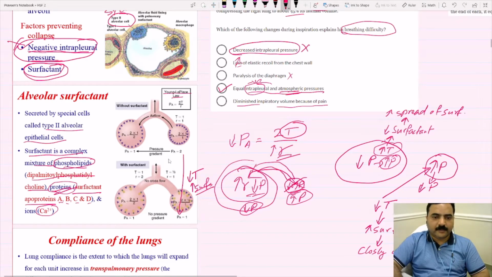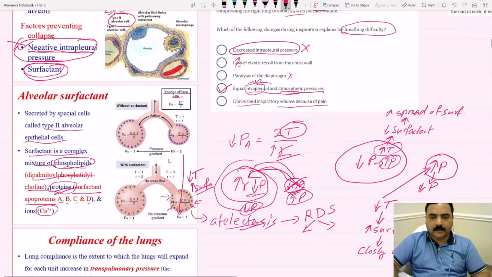So there are disease conditions in which you don't have surfactant. If you don't have surfactant, what will happen? There will be collapse of the alveoli. The smaller alveoli will be collapsing. That process of collapse is called what? Atelectasis. Okay, atelectasis.